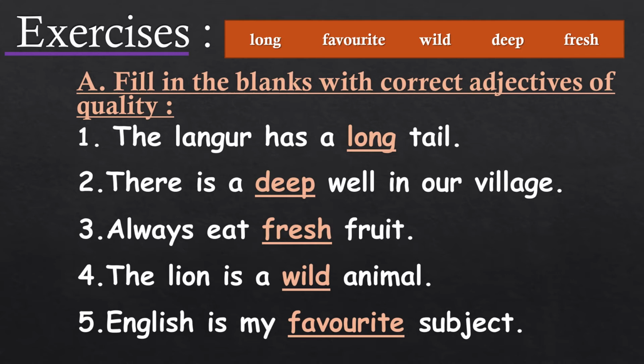So, the words long, deep, fresh, wild, and favorite are adjectives because they describe qualities of a person, animal, or thing.